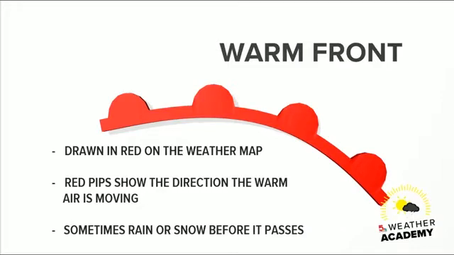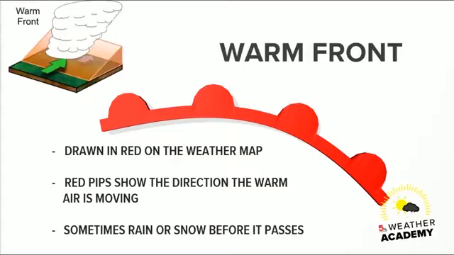Now, this is drawn in red on a weather map. And red is a warm color, right? See how that all fits together? So the red pips show the direction that the warm air is moving. The warm air is moving into the cooler air. And so it's pushing, in this case, towards the top of the screen. And sometimes there's rain or snow along a warm front. Now, with a warm front, it's a little bit different here.